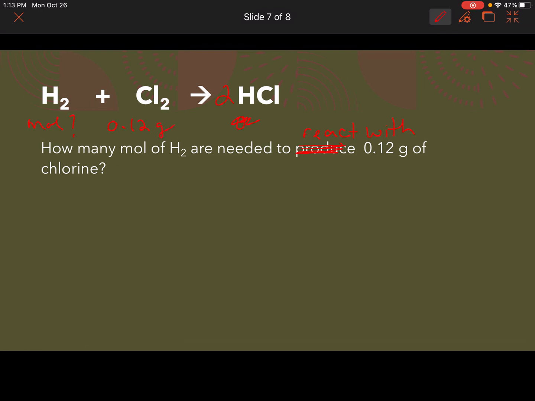Now, as you can see, they bond in a 1-to-1 ratio, right? So the ratio between them is going to be 1 to 1. But again, I'm going to use dimensional analysis just to show this. So I'm looking for what? I'm looking for moles of H2. So moles of H2 is equal to, and now I write down what I know, 0.12 grams of Cl2.